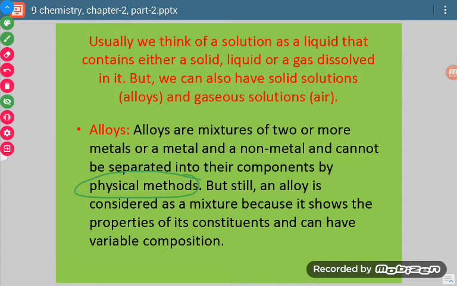Now, we are saying that we will keep alloy in the category of mixture. Why will we keep it in the category of mixture? Because you have done compound and mixture. Why is it a mixture? Because in the definition of mixture, we can have constituents in any ratio. Their composition can be in any percentage. So we are keeping alloys in the category of mixture.